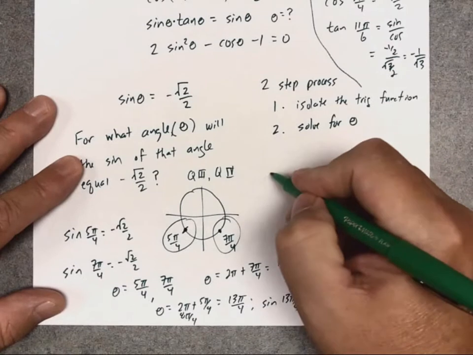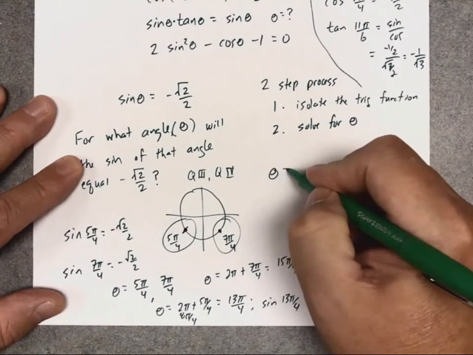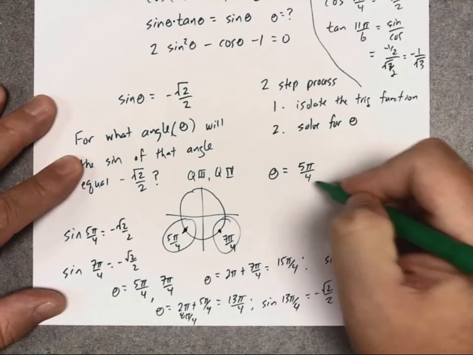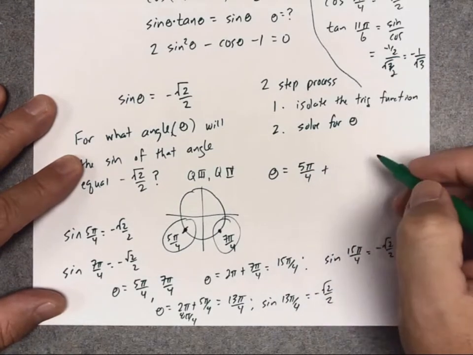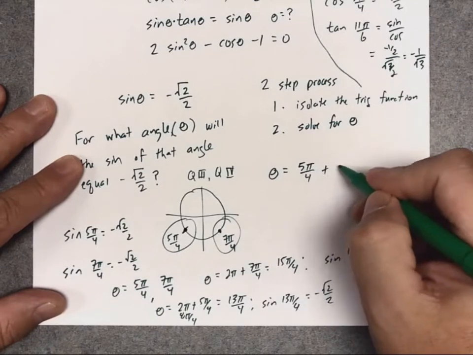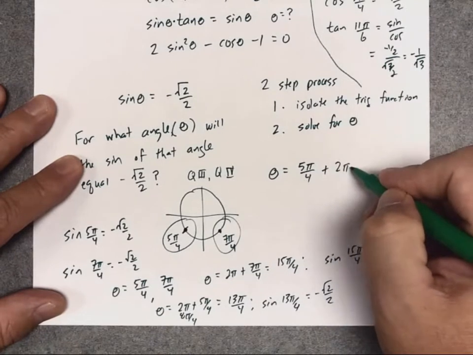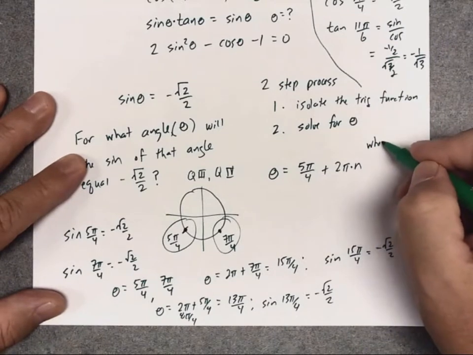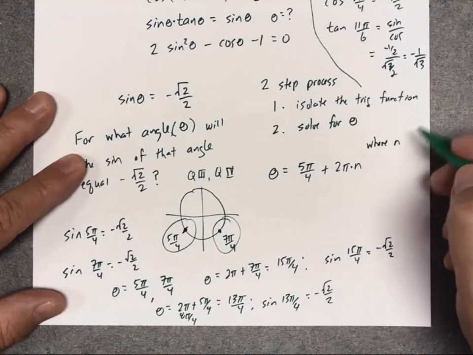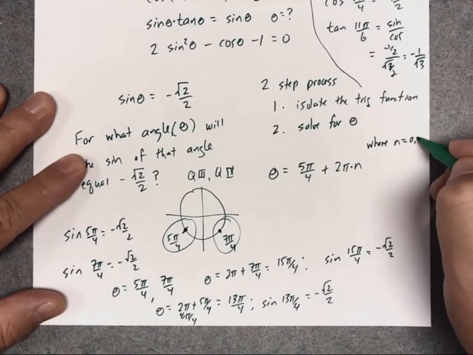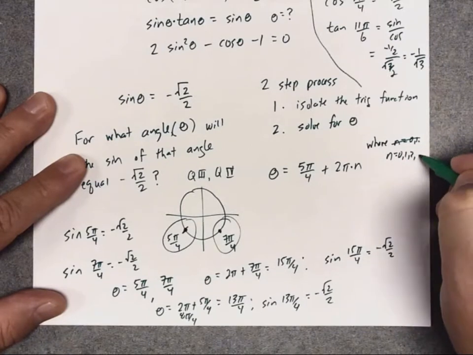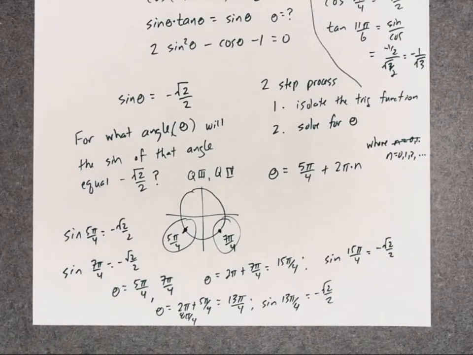So what I can say is my actual solution should be, I'm going to write the 5 pi over 4 first, and then let me write this out and explain to you why this works. Plus 2 pi times n, where n equals 0, 1, 2. N is like an integer. It's just a number that keeps increasing by 1.